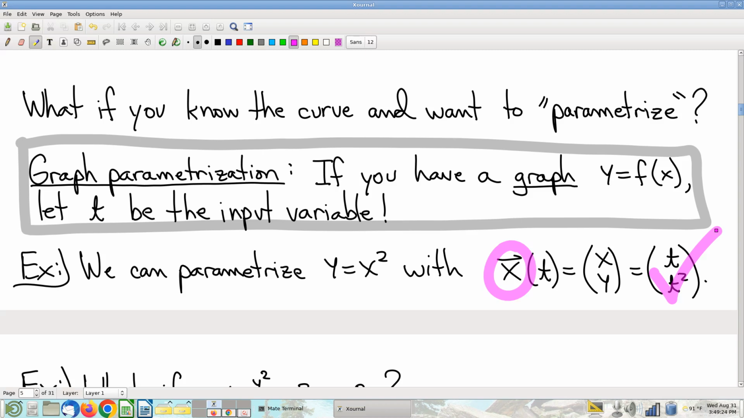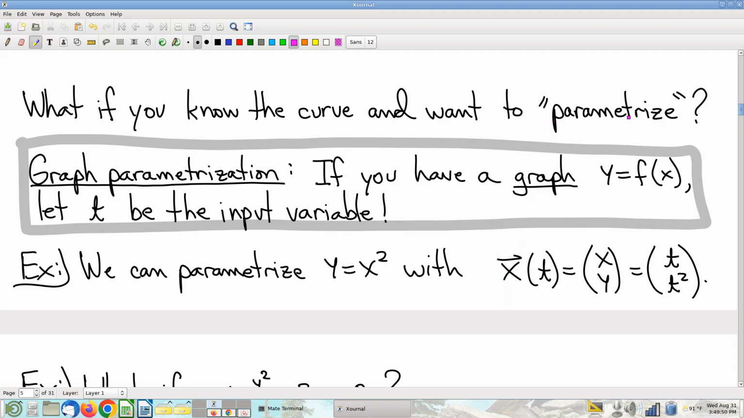Everybody see how that worked? And hopefully you can also see this is always going to work, right? If one of the variables is solved for, just let t be the other one, plug it in, it's going to work. So awesome trick, very powerful trick for creating parameterizations. So make sure to memorize, make sure to be really, really comfortable with this one.